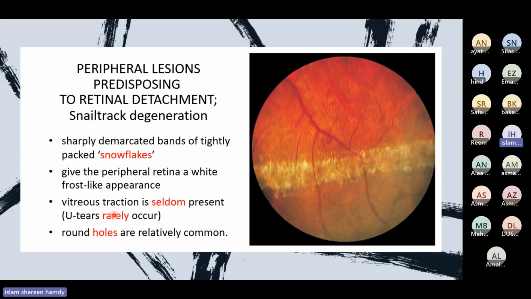Another retinal degeneration that can predispose to retinal detachment is the snail track degeneration. It looks as if a snail was moving over that part of the retina. So there is what we call a tightly packed snowflake. It's very similar to the snowflakes, the degenerated Muller cells that we saw with the lattice degeneration, but they are tightly packed and they have this track-like appearance. It's more common to have retinal holes here because the retina is more atrophic. It's not common to have retinal tears because the vitreous is not tightly adherent to the edges of the snail track degeneration. Okay.